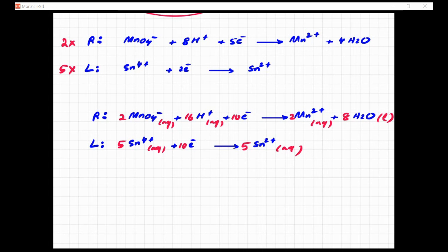Now let's write the cell notation. On the left, I have Sn4 plus and I have also Sn2 plus. So I will write Sn2 plus, of course aqueous, and in the same solution it is converted to Sn4 plus.